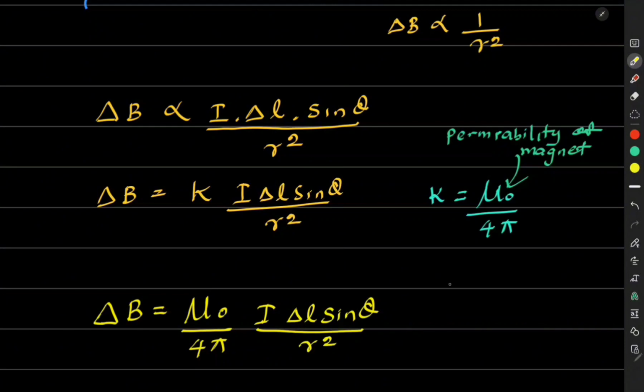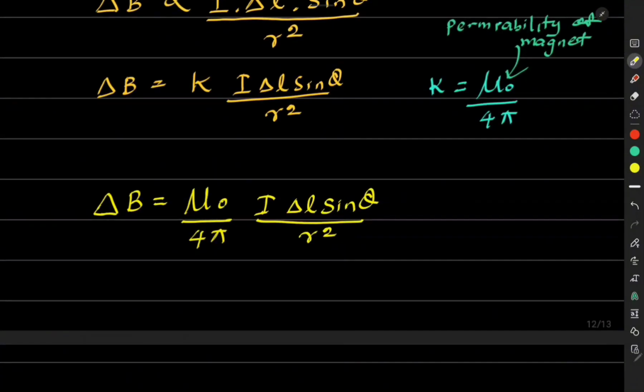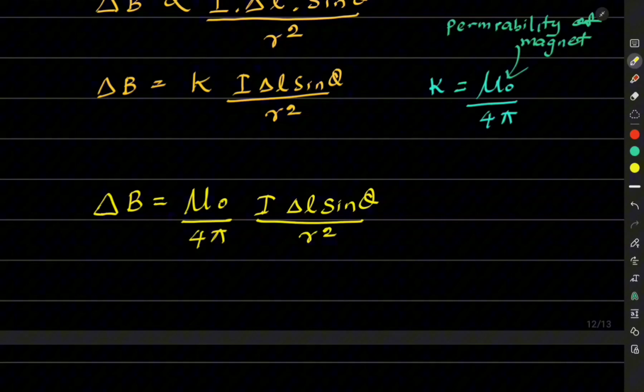We use this formula to find the magnetic flux density at a point in a magnetic field formed around a current carrying conductor. Delta B equals mu naught divided by 4 pi into I delta L sine theta divided by R squared, and this is Biot-Savart's law. If we need to find the direction of magnetic flux density, we can use the right-handed corkscrew rule. We already learned this in chapter 1.